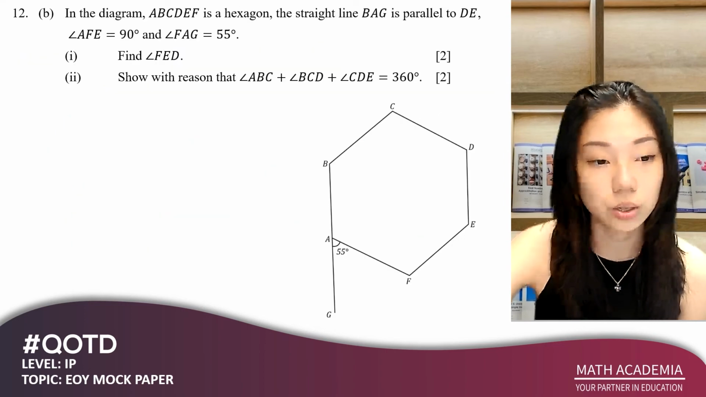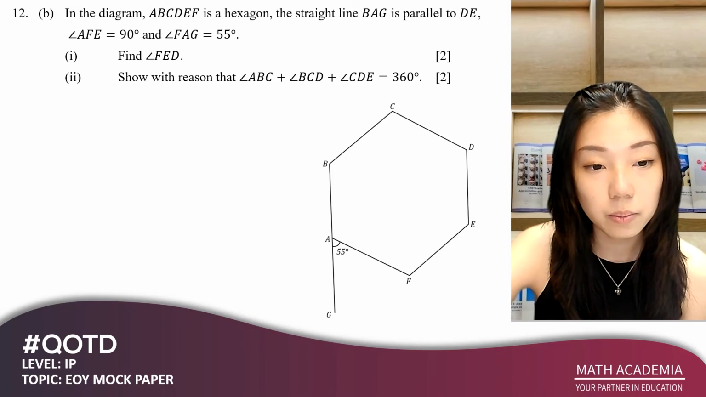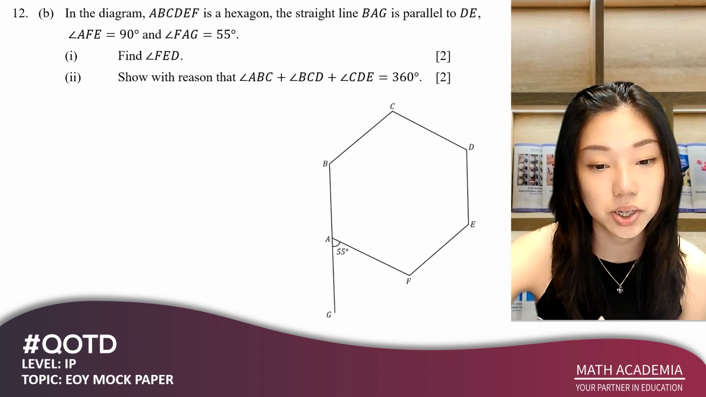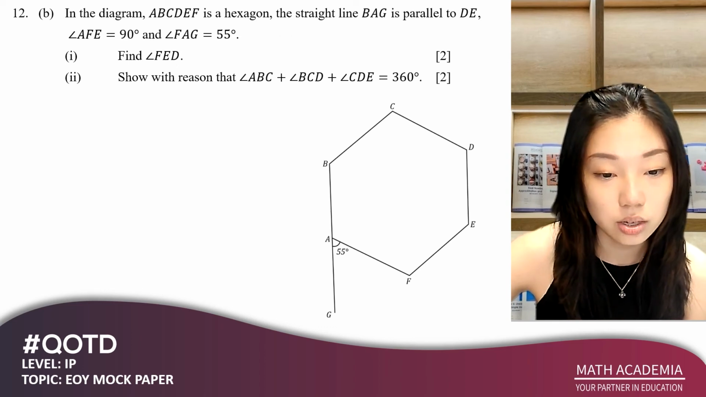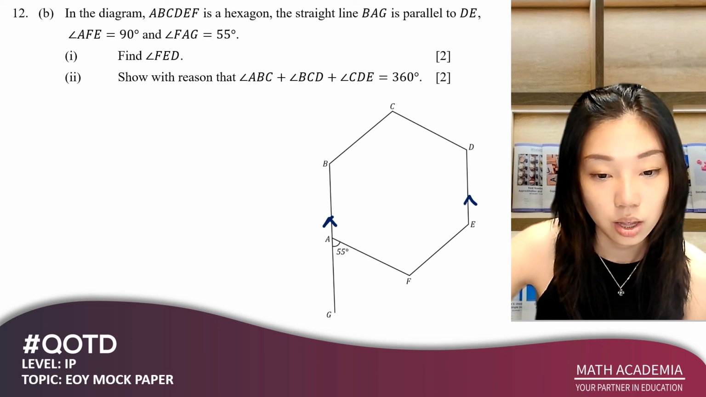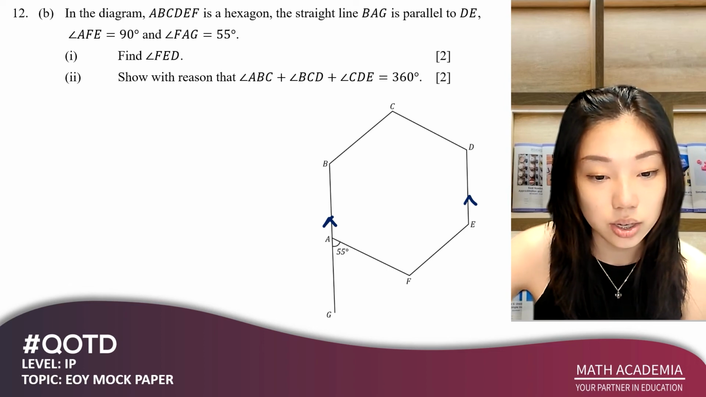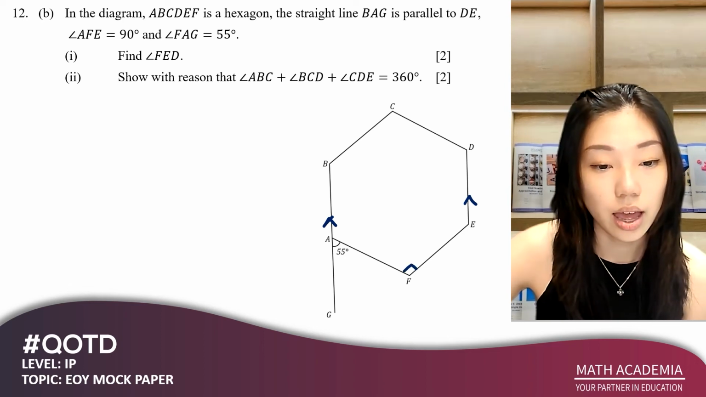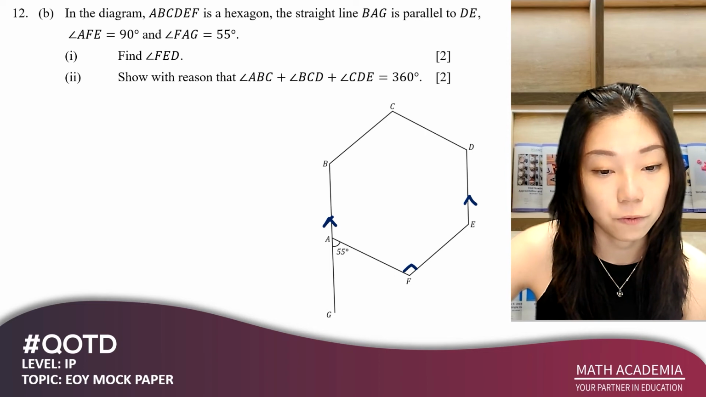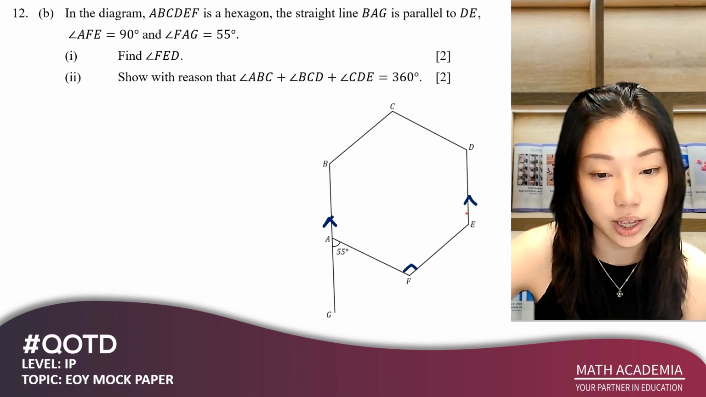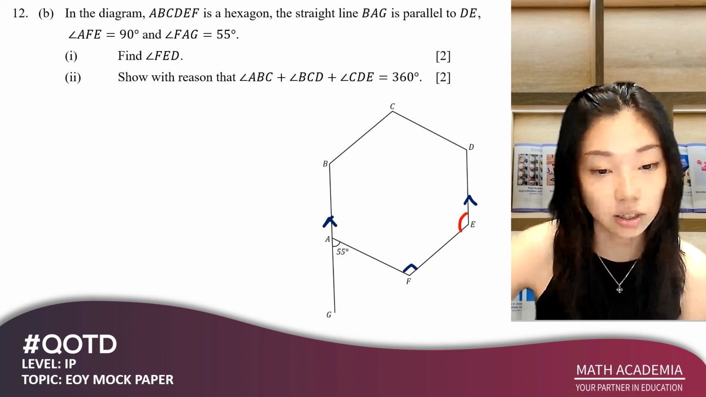Let's look at question 12, part B. In the diagram, ABCDEF is a hexagon. The straight line BAG is parallel to DE. So let's annotate: this is parallel to this. AFE is 90 degrees, so this is 90 degrees. FAG is 55 degrees. And they want me to find angle FED, so they want me to find this angle over here.